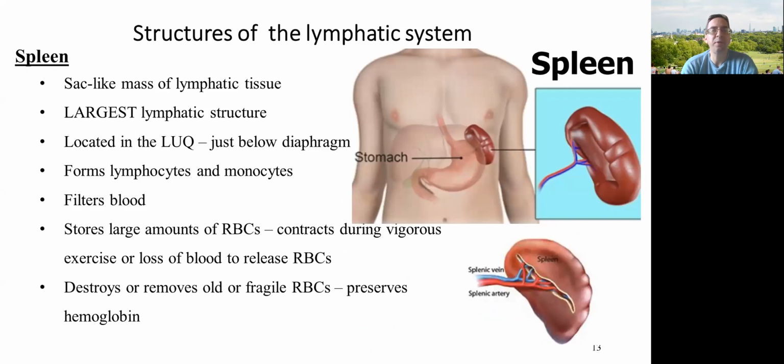The spleen is another type of lymphatic tissue. It's the largest lymph structure, and it forms lymphocytes and monocytes. It filters the blood, stores red blood cells, and destroys or removes old or fragile red blood cells. Now, remember, red blood cells are called erythrocytes. White blood cells are called lymphocytes.